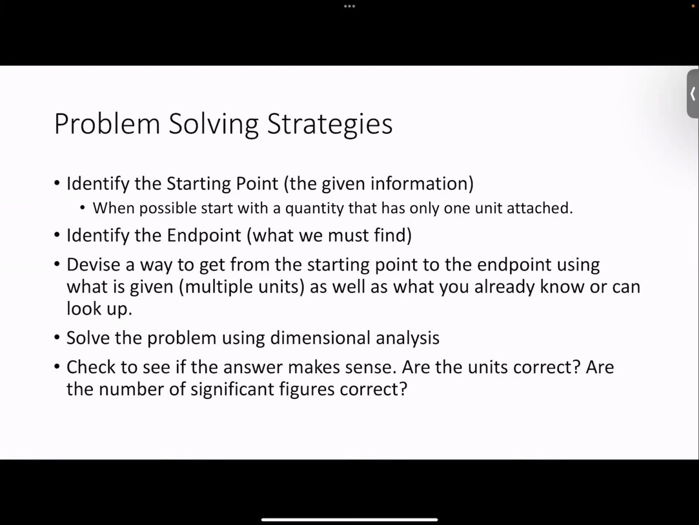Step number 2 is to identify the endpoint. What is it that we want to find? Folks, step 1 and step 2 are not so bad. It's step 3 that's the challenge, because step 3 is to find equalities or conversion factors that are going to allow us to make that conversion.